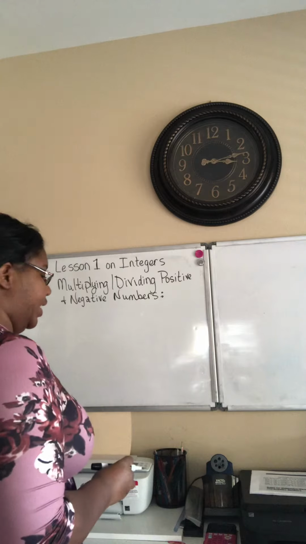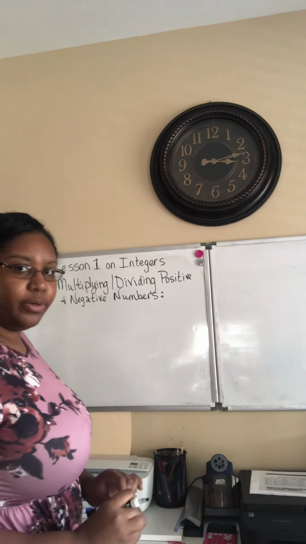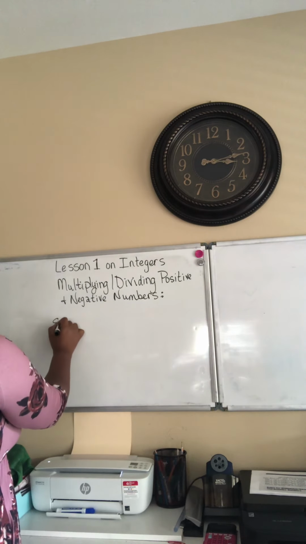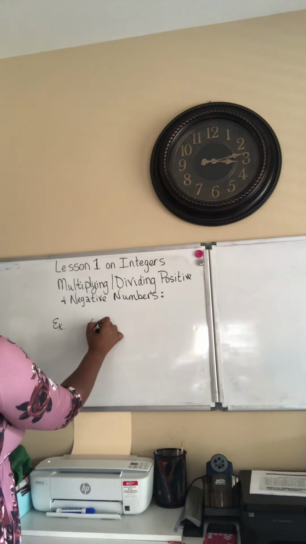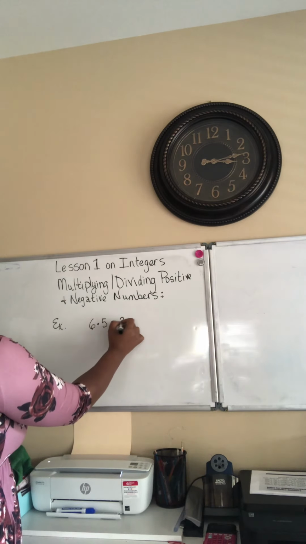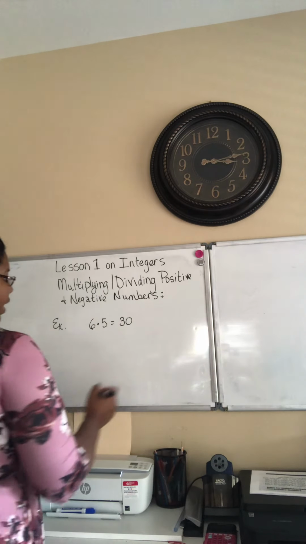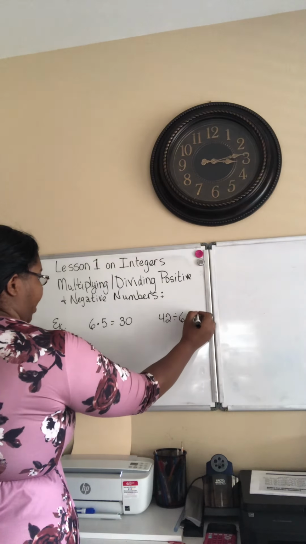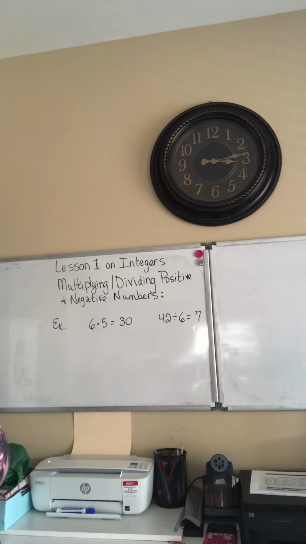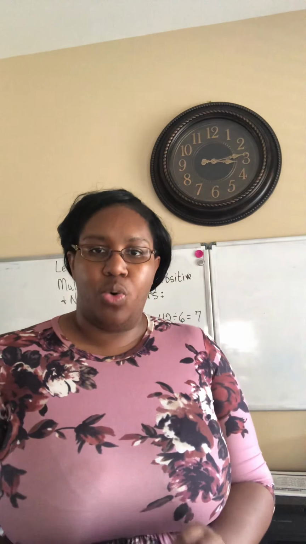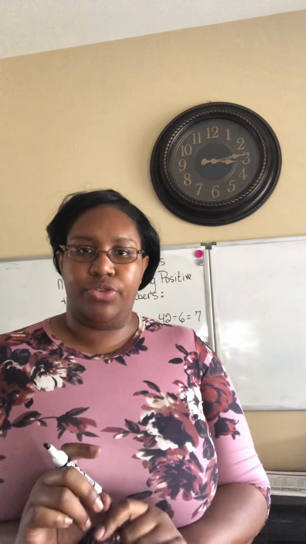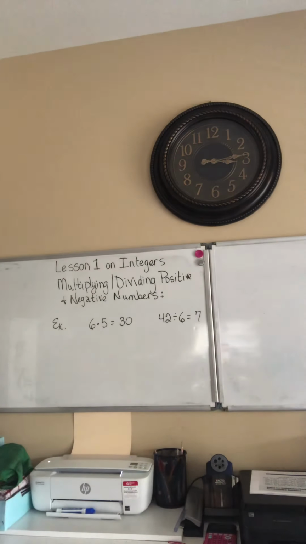When multiplying or dividing two positive numbers, the answer is always positive. So let's look at that. If I'm multiplying 6 times 5, my answer is a positive 30. If I'm dividing 42 divided by a positive 6, my answer is a positive 7. So whether I'm multiplying or dividing, if I'm dealing with two positive numbers, my answer is positive. Okay? Now, that was example 1.